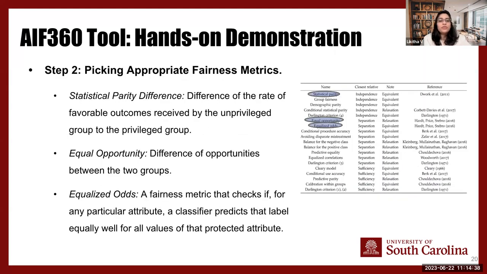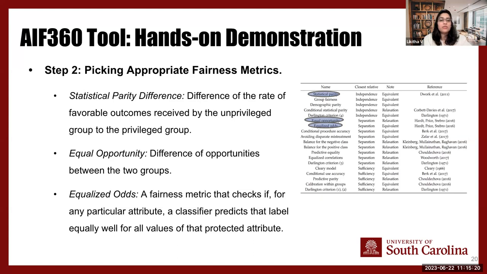So in step 2, we will pick the appropriate fairness metrics. In this demo, we pick 3 highlighted ones. We also pick a few more in the slides, but we define these 3 here. So the first one, statistical parity difference. This is a metric that assesses whether the proportion of positive outcomes is the same for all groups. So regardless of privileged or unprivileged, we see whether the ratio between privileged and unprivileged is the same for a positive outcome. An example positive outcome here would be whether a person is approved for a loan or not. And the ideal ratio should be around 1:1. So the difference should ideally be 0.